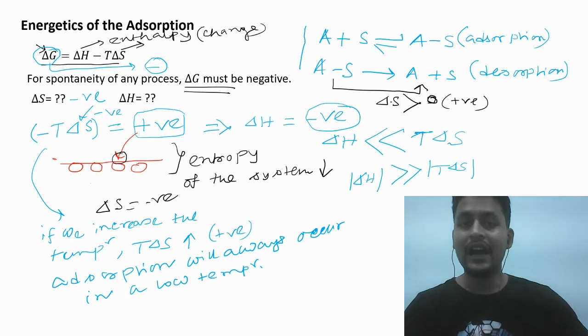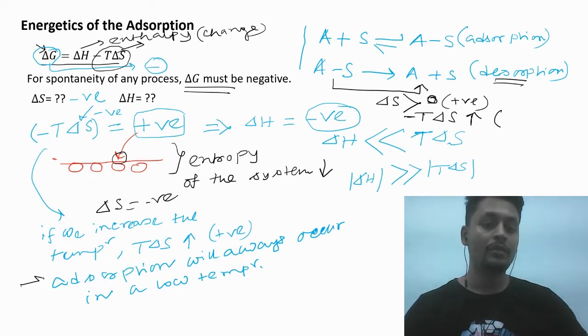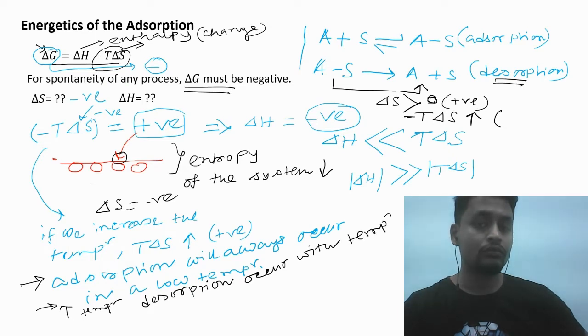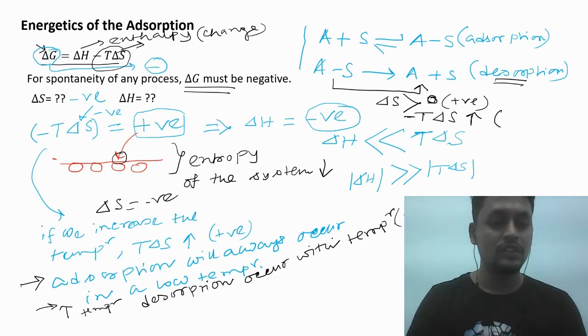Or it is positive. So if you increase the temperature, that means the value of T delta S will increase, and this is actually minus T delta S, right? So if you increase the temperature, desorption will happen, right? So adsorption will happen at low temperature, and with increasing temperature, desorption occurs. I don't think there will be any problem with that, right?